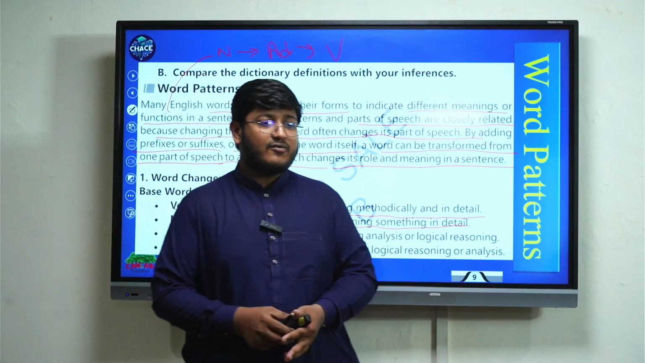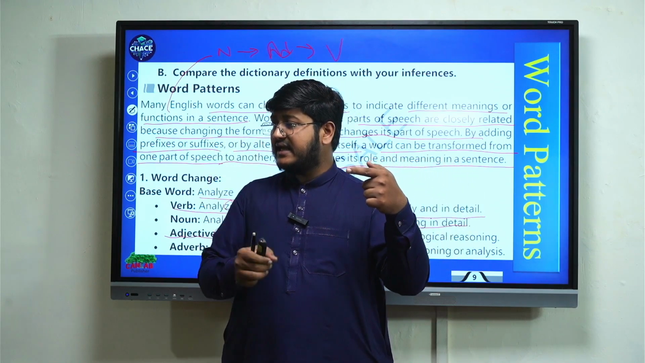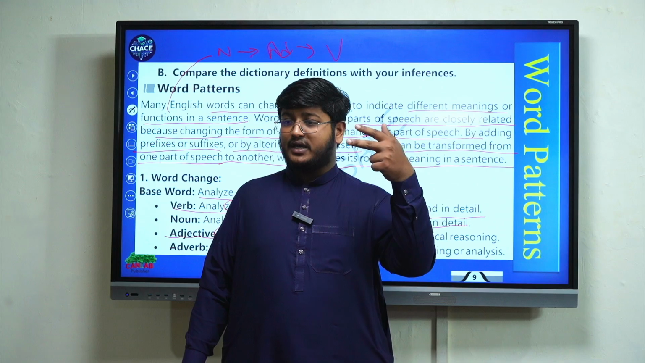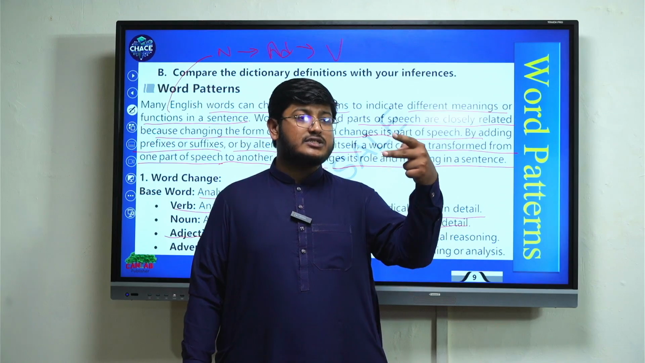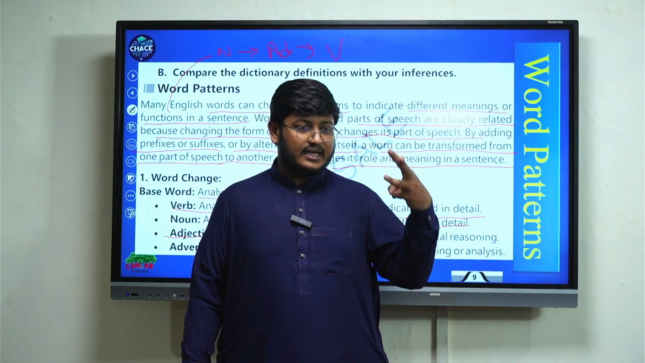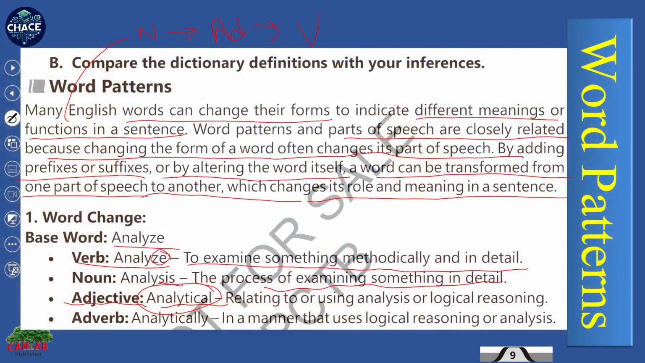So we have a word analyze, a verb, then we remove z and e and add sis to make the name of the process, the noun, and then we turn that noun into, yes students, an adjective. And how do we turn that noun into an adjective? By adding tical to the end of the word, and analytical becomes an adjective. And lastly, adverb. Analytically.